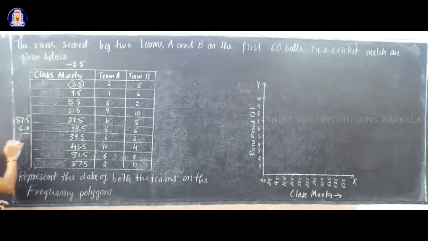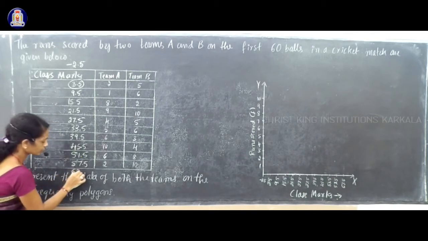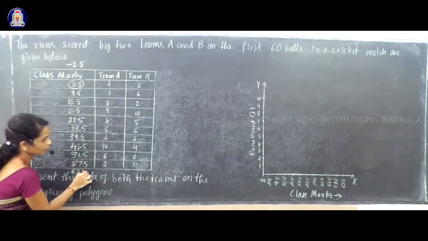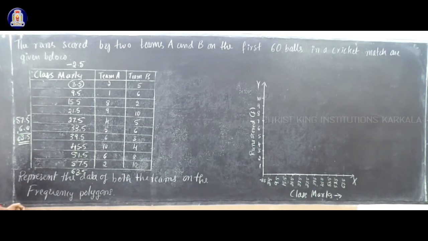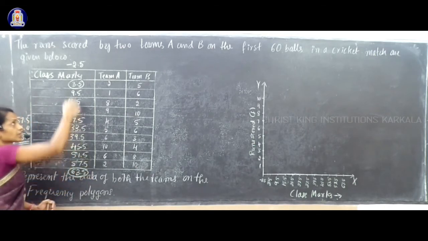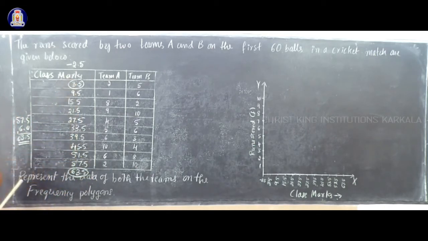57.5 plus 6 is 63.5. And write it down now. Next class mark is 63.5. So here these class marks will be there because we have class intervals like that.